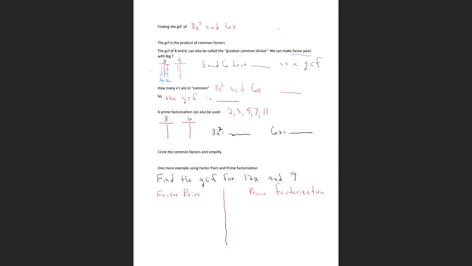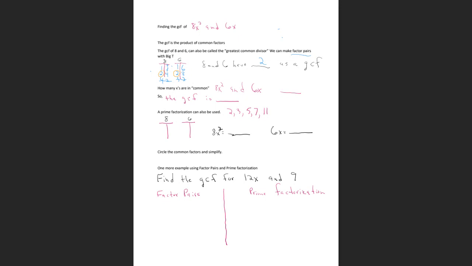For 6, we're going to have 1 and 6. We're going to have 2 times 3 is also 6. And 3 and 2 would just be repeating. So we just have those 4 different factors. So if I look at that, we kind of see that 2 is the largest common factor. 1 is a common factor, but 2 is the largest. So from here, 8 and 6 have 2 as a GCF.